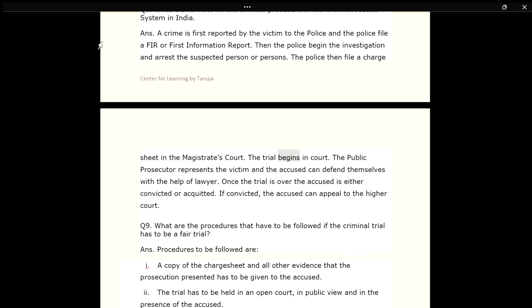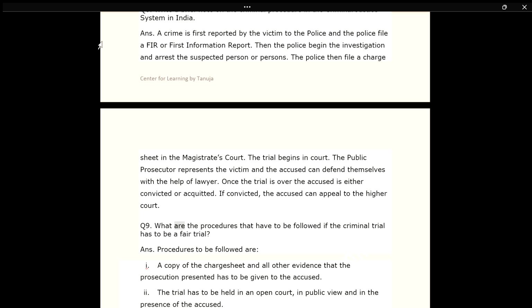The trial begins in court. The public prosecutor represents the victim and the accused can defend themselves with the help of a lawyer. Once the trial is over, the accused is either convicted or acquitted. If convicted, the accused can appeal to the higher court.